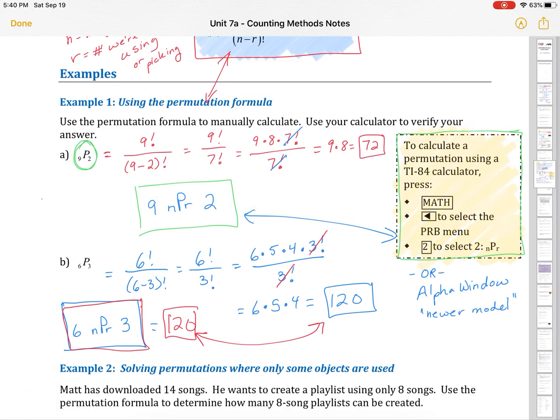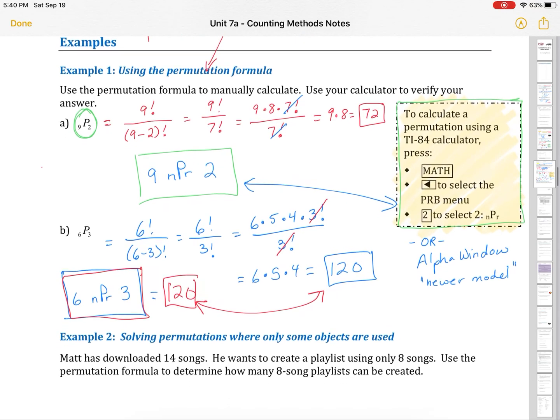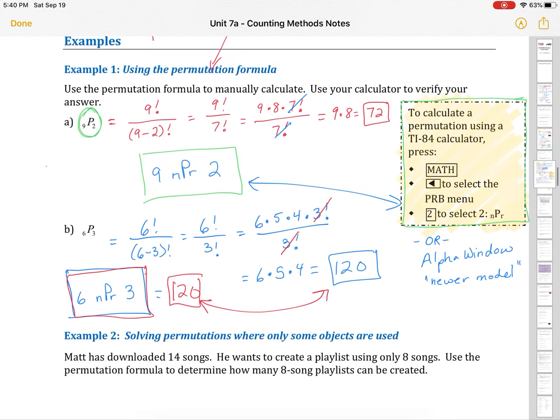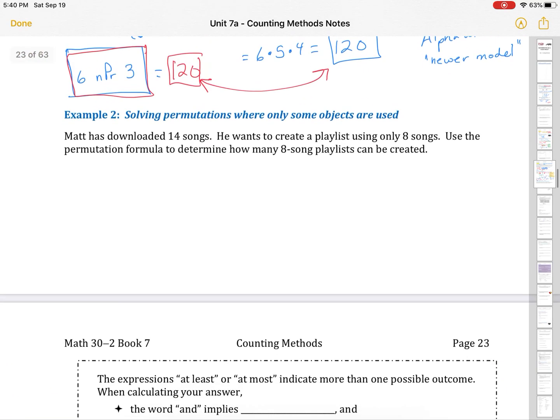So much easier. So let's keep looking. So that's how you use your calculator, and that's how you can manually calculate. So both ways are there, right?